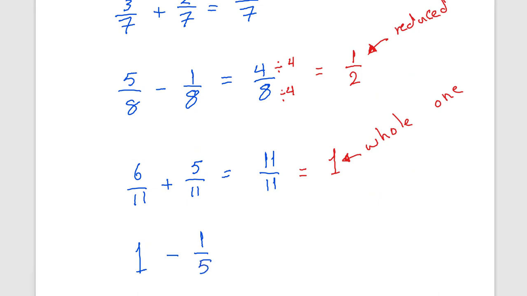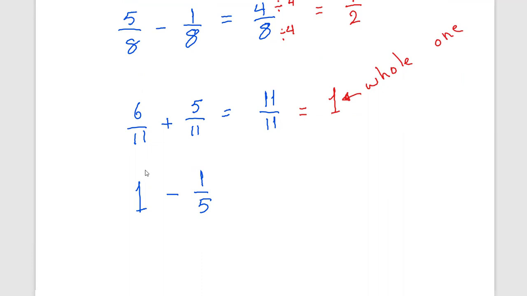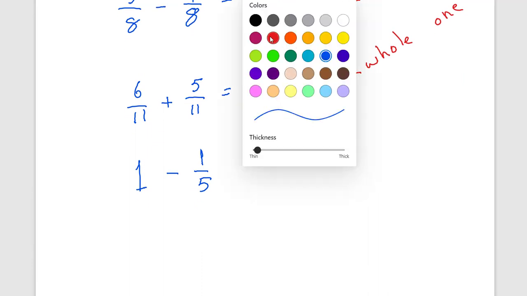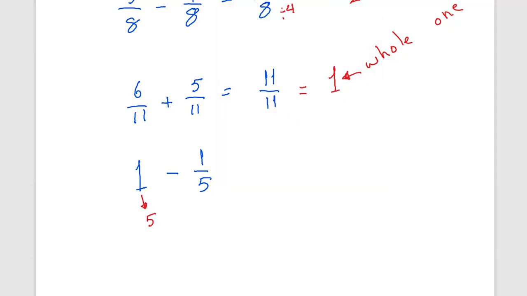1 minus 1/5. To solve this question, we need to do something. We need to make the whole one 5/5. So we make the whole one 5/5, and we subtract 1/5, so we get 4/5.